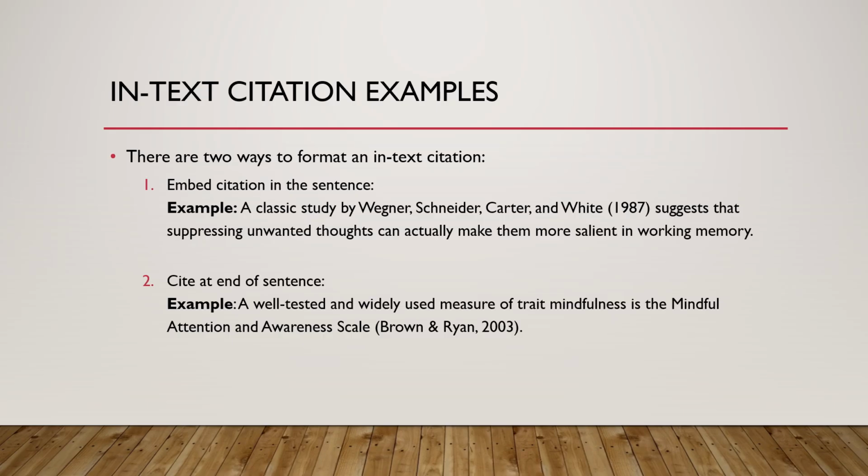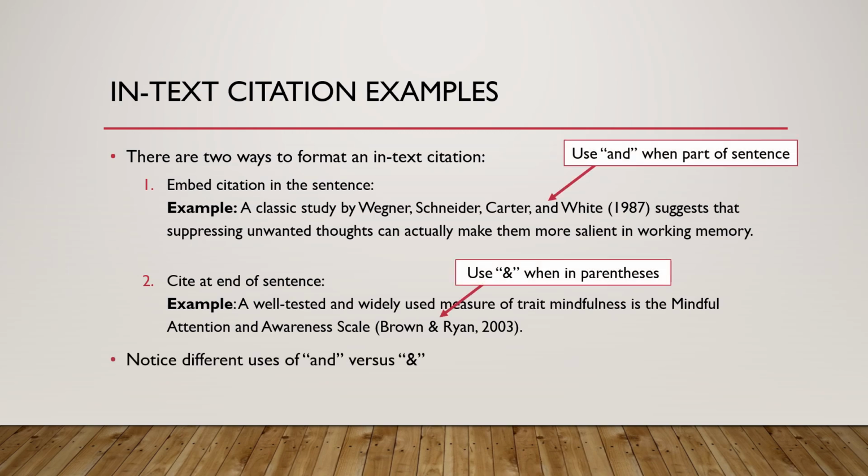Or you might see it cited at the end of a sentence. You summarize what the author said and then reference them. For example: a well-tested and widely used measure of trait mindfulness is the Mindfulness Attention and Awareness Scale, and then we cite Brown and Ryan 2003 at the end. In this case, Brown and Ryan weren't part of the subject of the sentence. Their names weren't necessary in any part of that statement, but you do want to make sure credit is given where credit is due.